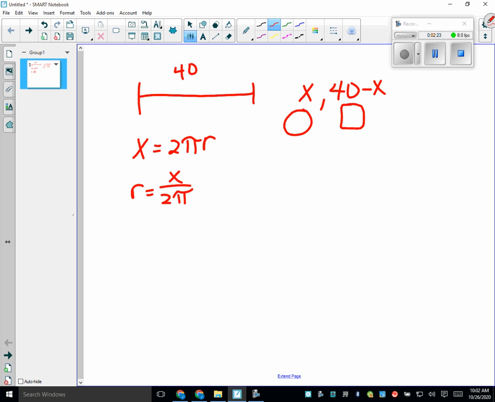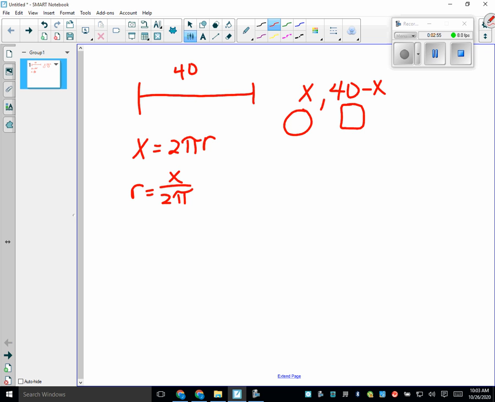So, how would I find one side of my square? One side, I solve for x. Divide by 4, wouldn't I? Oh, because 4 sides. Right? That makes sense. So, is the area of my circle plus the area of my square what I want to find?